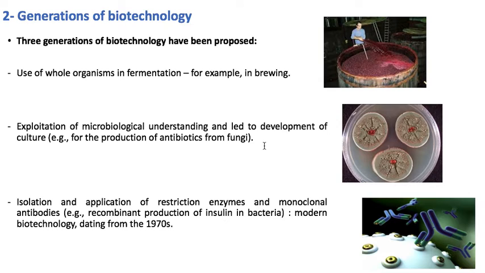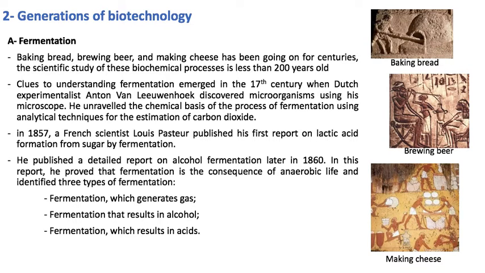This modern biotechnology is related to the isolation and application of restriction enzymes and monoclonal antibodies. For example, we can give the recombinant production of insulin in bacteria. Since then, we have been working in modern biotechnology. So now let's take each of these generations apart. We will start with fermentation.